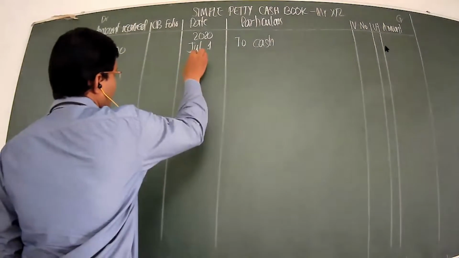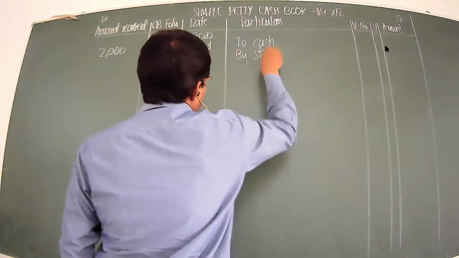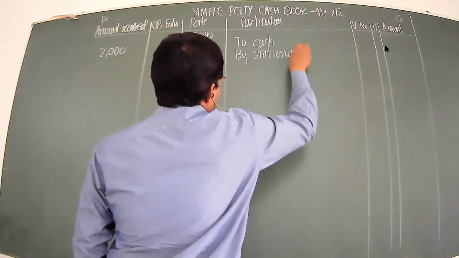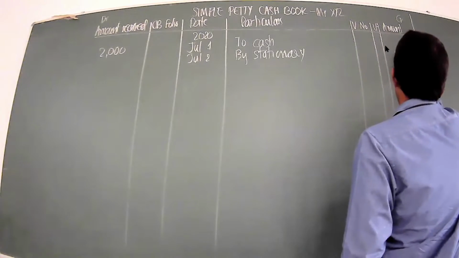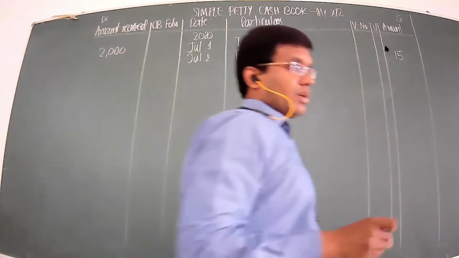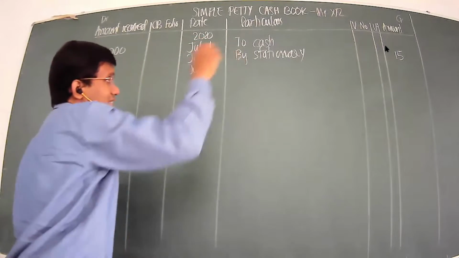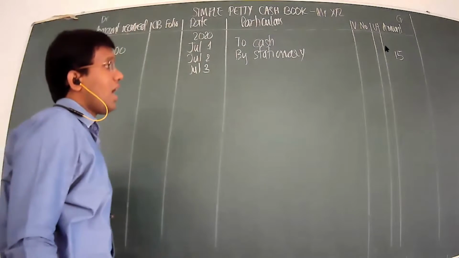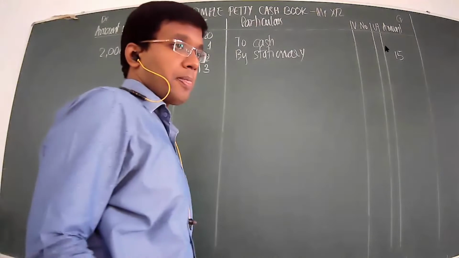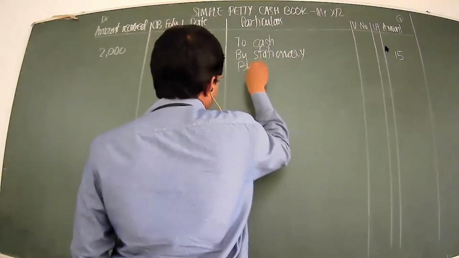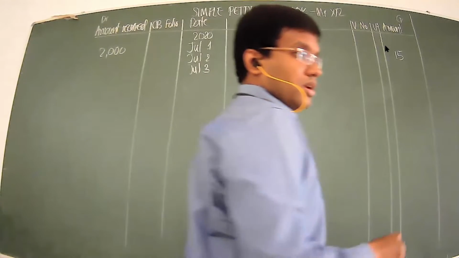Then 2nd of July, by stationery, amount is 15. July 3rd, now why is it by? Because cash is going out. The golden rule tells you debit what comes in, credit what goes out. Bought stamps, so by stamps, 20.